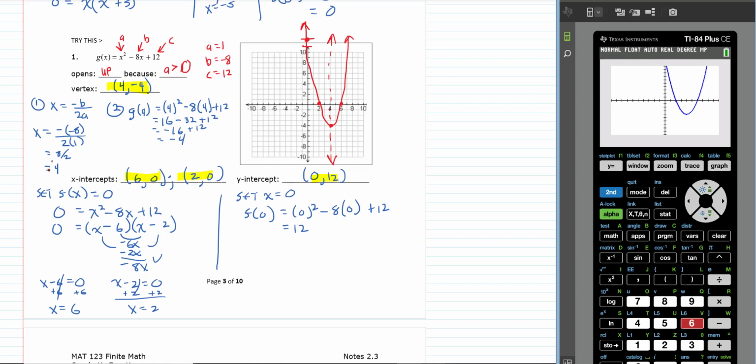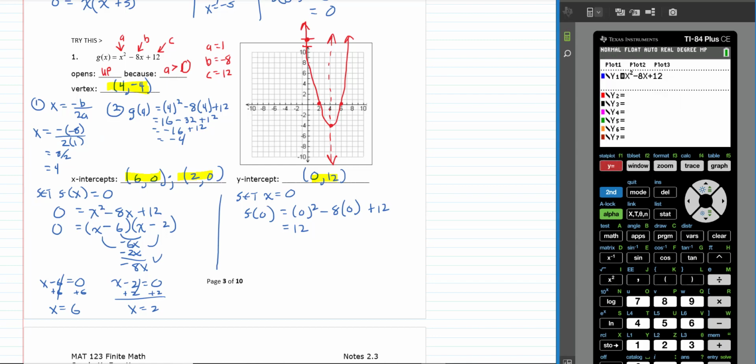Vertex, do negative b over 2a, so that would be negative 8 over 2 times 1, so that's 4. Evaluate at 4, so that'd be 4 squared minus 8 times 4 plus 12. That gives negative 4. So that's how you find the vertex. When you put this in the graphing calculator, you go to y equals and put it in like that. If you want to check your answer, you can go trace 4. Okay, we got x is 4 for the vertex, so you can tell that's right.